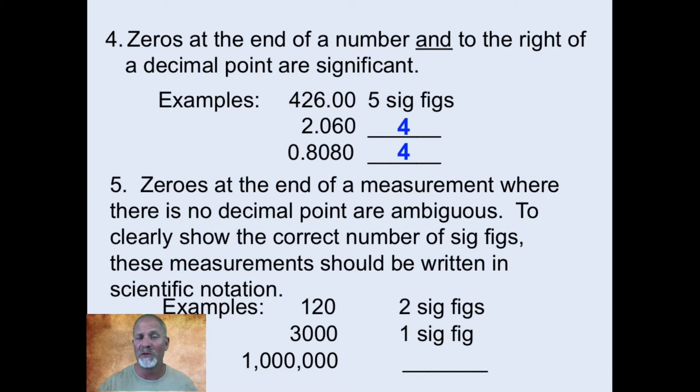I know the 1 and 2 for sure. The 0 could be significant, but I don't know. But we're not going to worry about that ambiguity. We're just going to say straight up 2 sig figs. 3,000, I have 1 sig fig, and 1 million, I have 1 sig fig.